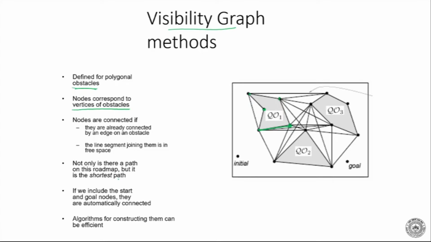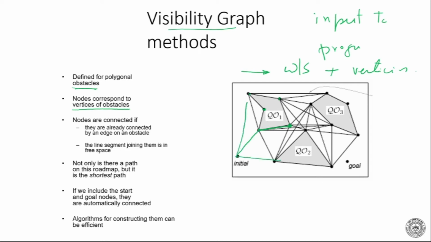Now, if you include the start and goal nodes, they are automatically connected. Algorithms for constructing them can be efficiently written, so you can have a computer program. What is the input to the program? The input to the program is the workspace plus vertices. Once you give this to the program, it knows that these are the vertices and this is the workspace. So it can connect all the nodes by straight lines, and then from the initial point we can connect to the goal point by following one of the roadmaps. That's how we have got our roadmap.